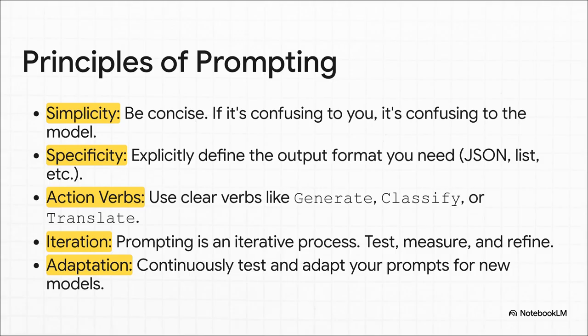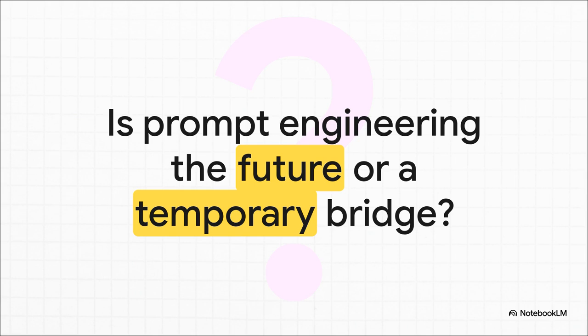Be specific about the output format you need. Demand that JSON. Use clear action verbs to kick off your instructions. And most importantly, remember that this is an iterative process. You have to experiment, test, and refine. And you have to adapt because the models are always changing, and a great prompt today might need a tweak tomorrow.